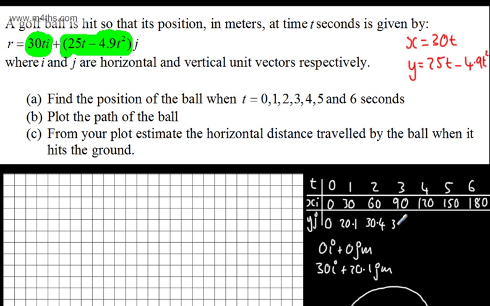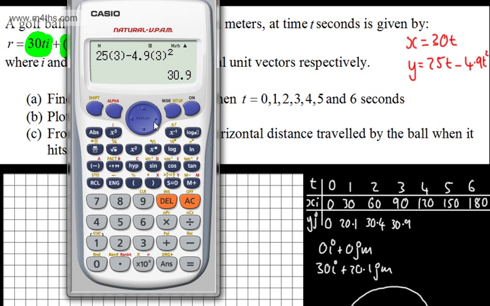So 30.9. So you can see at this stage now we are gaining less and less. So the positive velocity is reducing now in the y direction. So let's switch this over. Let's now put in here 4. So 4 is going to go in here and plug it in 4. So that gives us now 21.6.